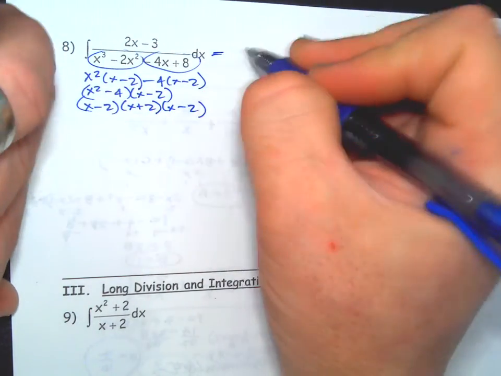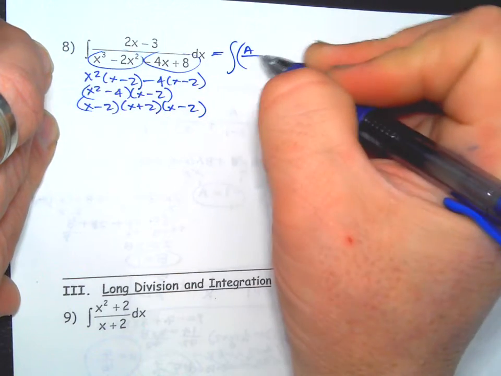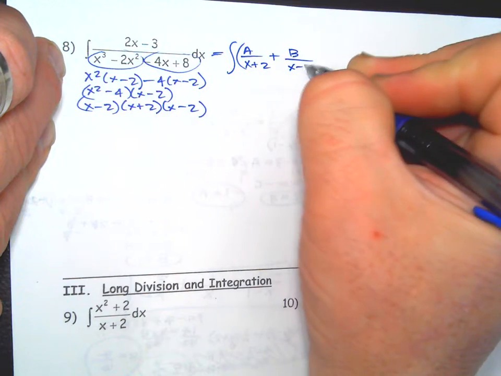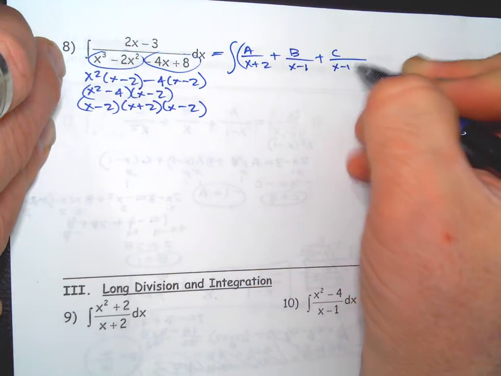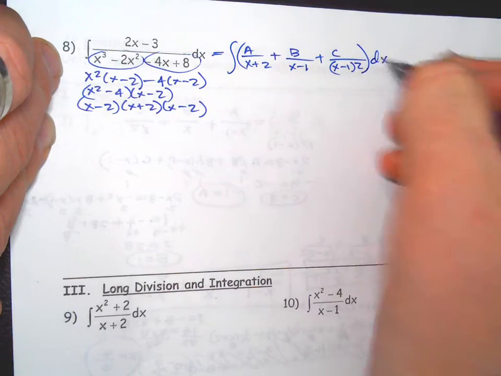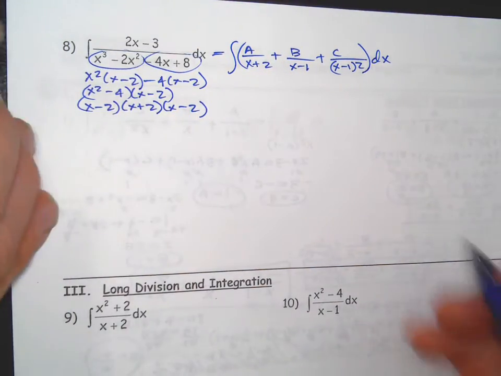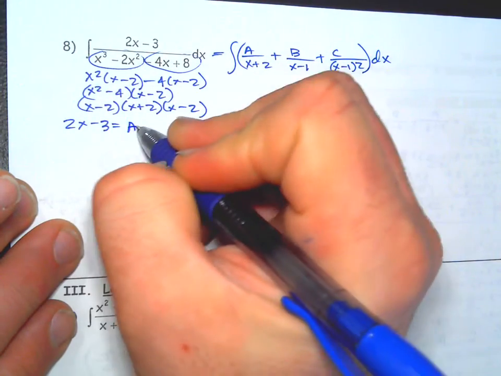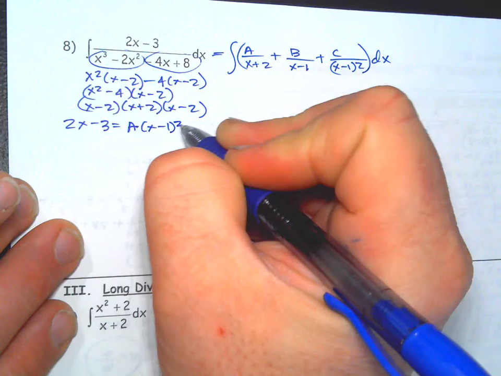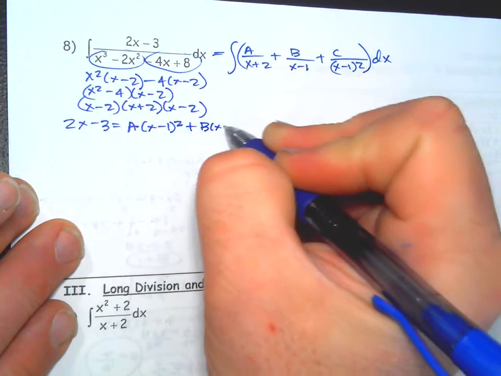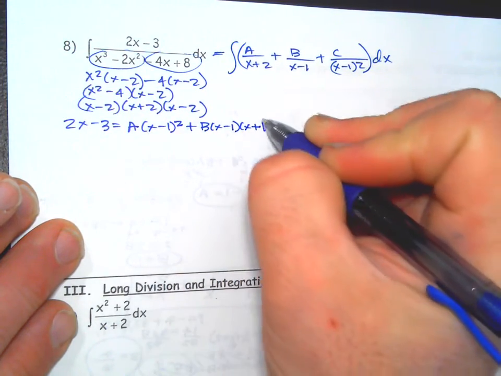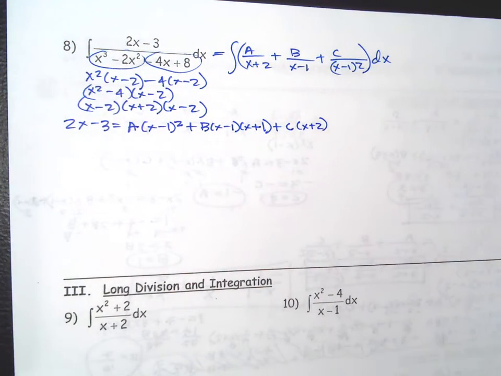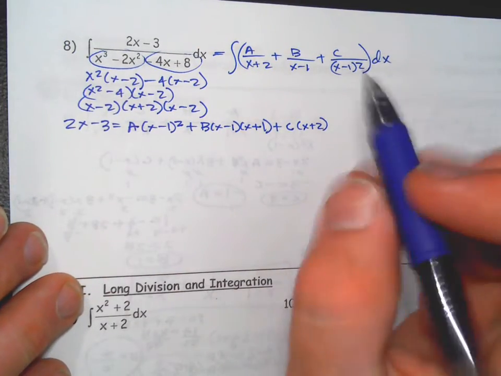So this is going to be a over x plus 2 plus b over x minus 1 plus c over x minus 1 squared. So that's how we deal with repeated roots, a special case. We multiply through by the least common denominator, so we get 2x minus 3 equals a(x minus 1) squared plus b(x minus 1)(x plus 1) plus c(x plus 2). Usually on these repeated root ones, you're going to have to do something a little weird. You're not going to be able to get rid of one of the variables.